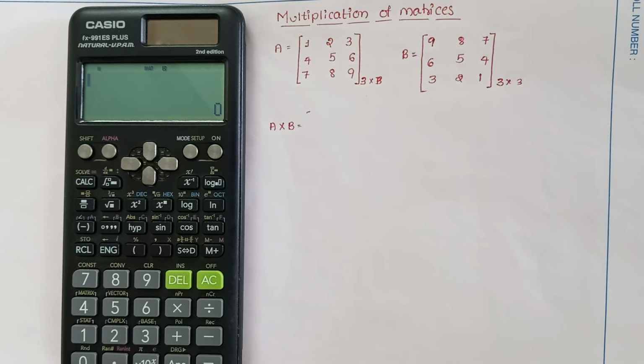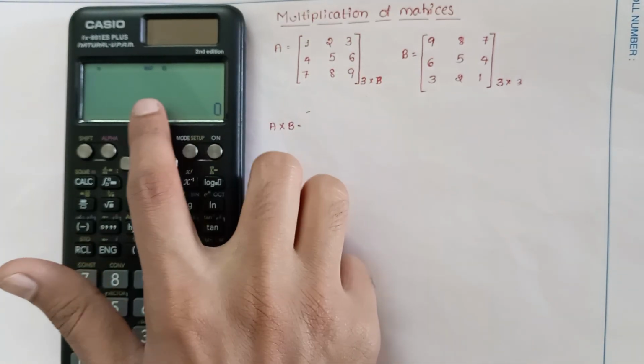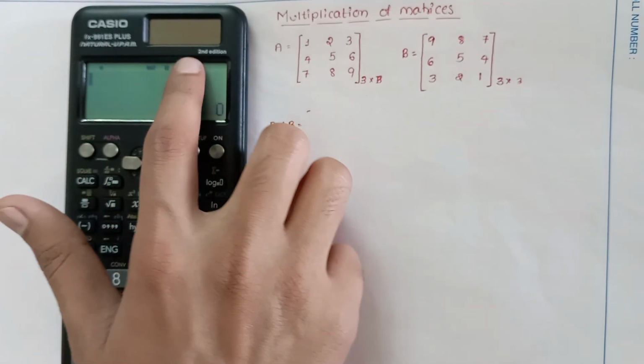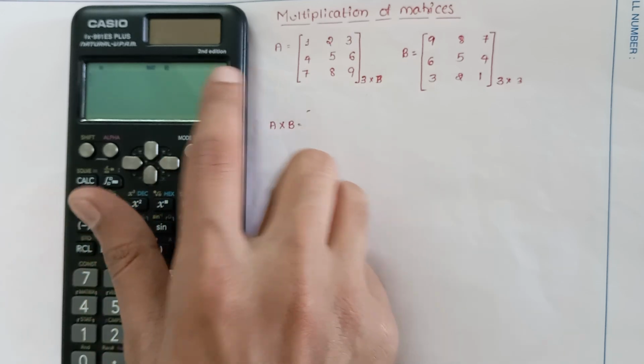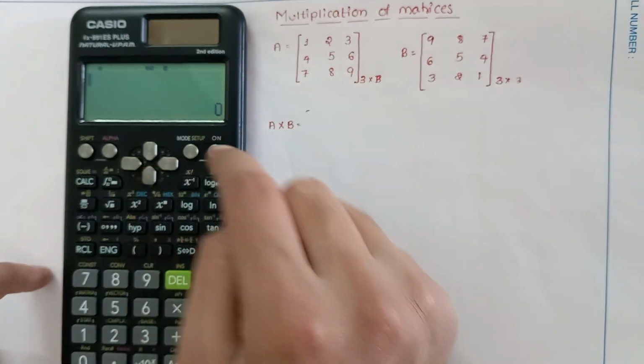In this video, we will discuss how to do multiplication of two matrices in calculator. Calc name is FX991ES plus second edition. You can also do it in first edition, same process. So first give the input values of matrix A to the calculator.